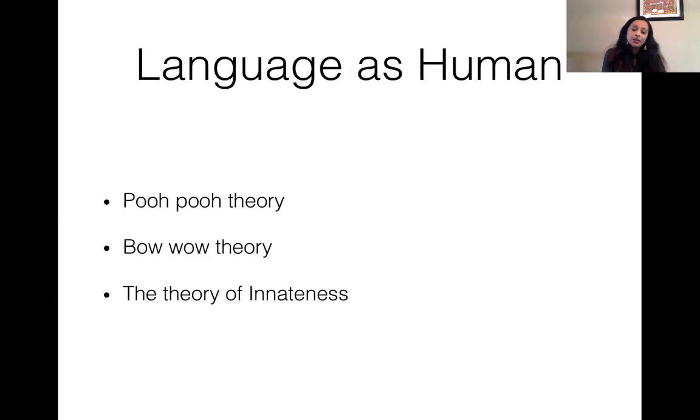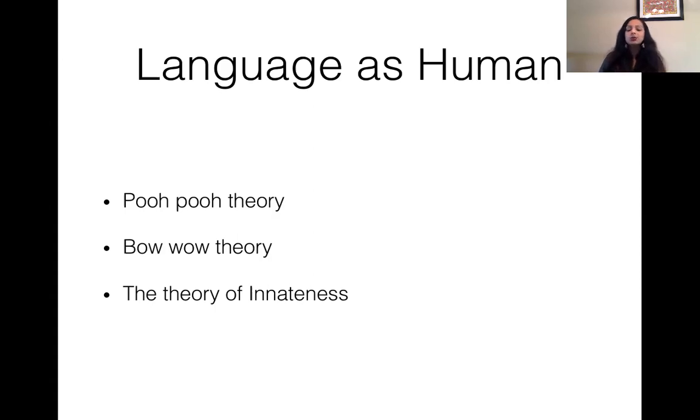Language as a human. And so this is something that I'm not going to talk a great deal about. There's a lot of theories out there as to the origin of human language. There's the poo-poo theory, the bow-bow theory, and the theory of innateness. And poo-poo theory and bow-bow theory have to do with the fact that many children start imitating animals, and many children actually start with these kind of babbles, of da da da, ba ba ba, pa pa pa, kind of sound systems, and maybe that's the origin of language.